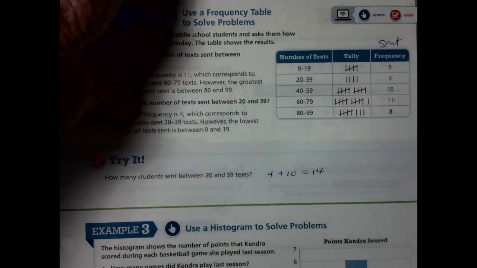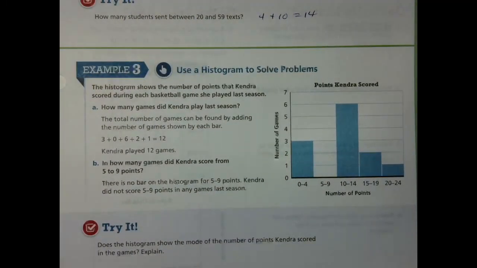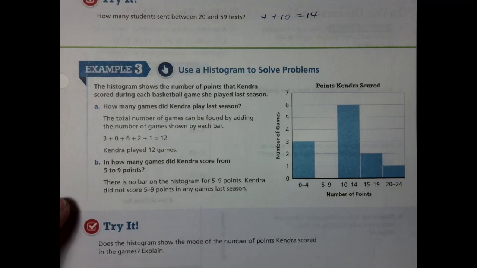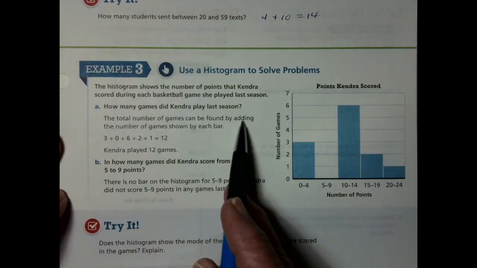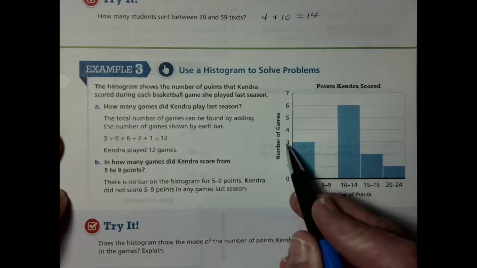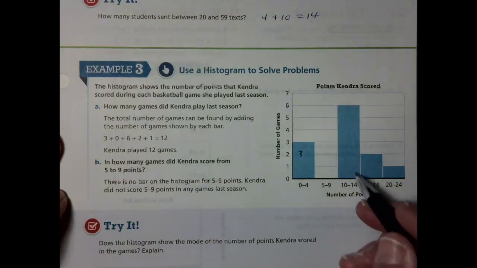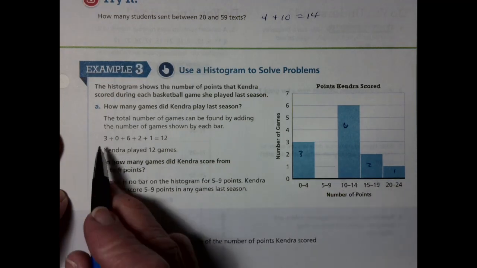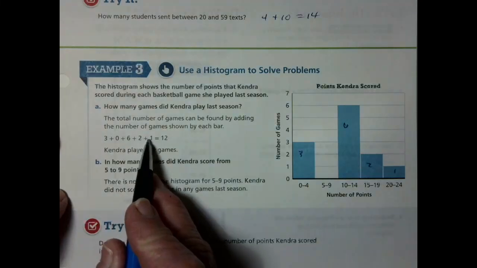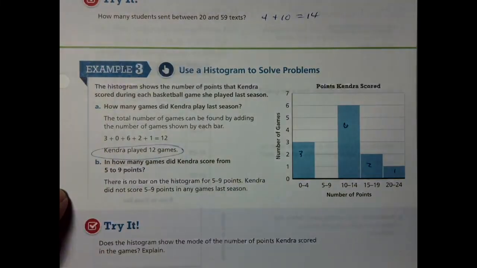All right, let's look at example 3. The histogram shows the number of points that Kendra scored during each basketball game she played last season. How many games did Kendra play last season? Well, let's see. The total number of games can be found by adding the number of games shown by each bar. So this one represents 3. This one is 6. This one is 2. And this one is 1. So 3, there was 0 here. 3 plus 0 plus 6 plus 2 plus 1 adds up to 12. So Kendra played 12 games.